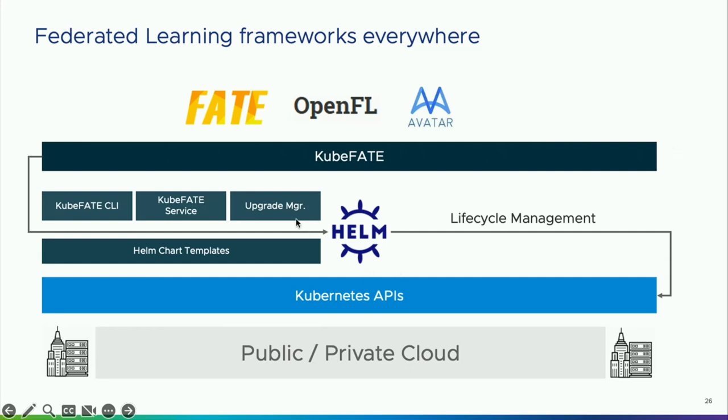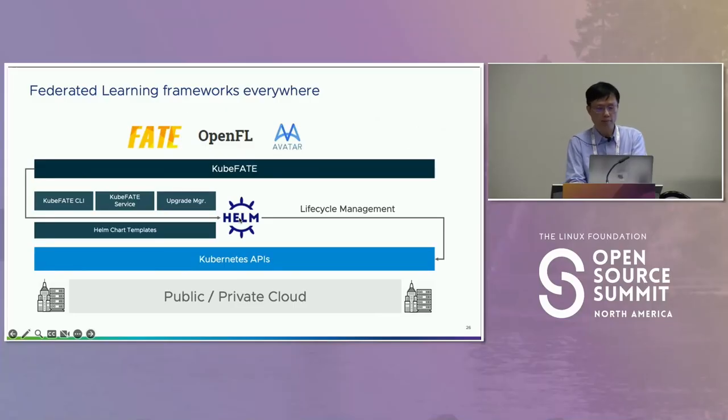Underneath, KubeFATE leverages Helm charts to deploy on Kubernetes, because Kubernetes right now is basically everywhere in public cloud and private cloud. So by using that Helm chart management, we can deploy FATE, OpenFL, or Avato onto different cloud instances that support Kubernetes.